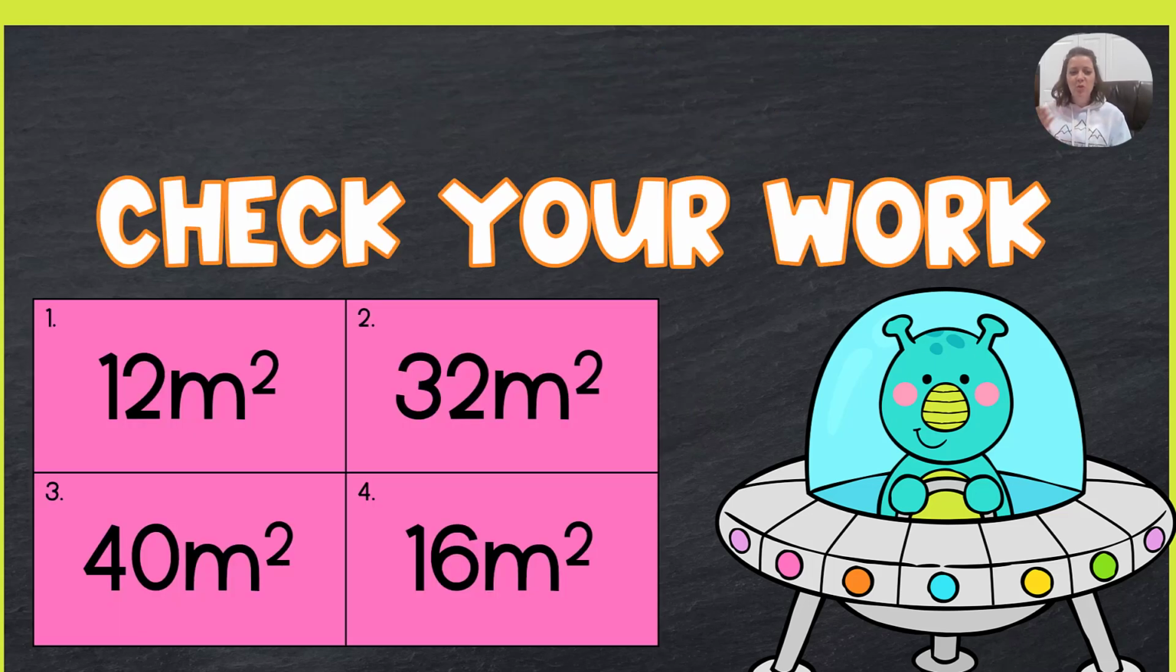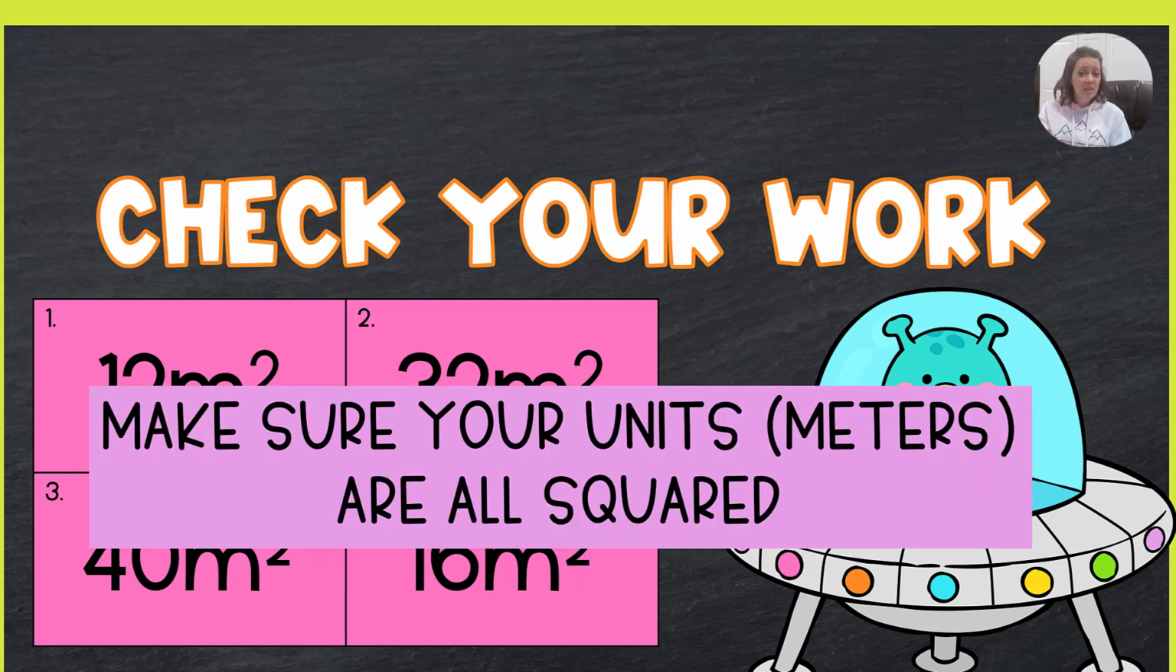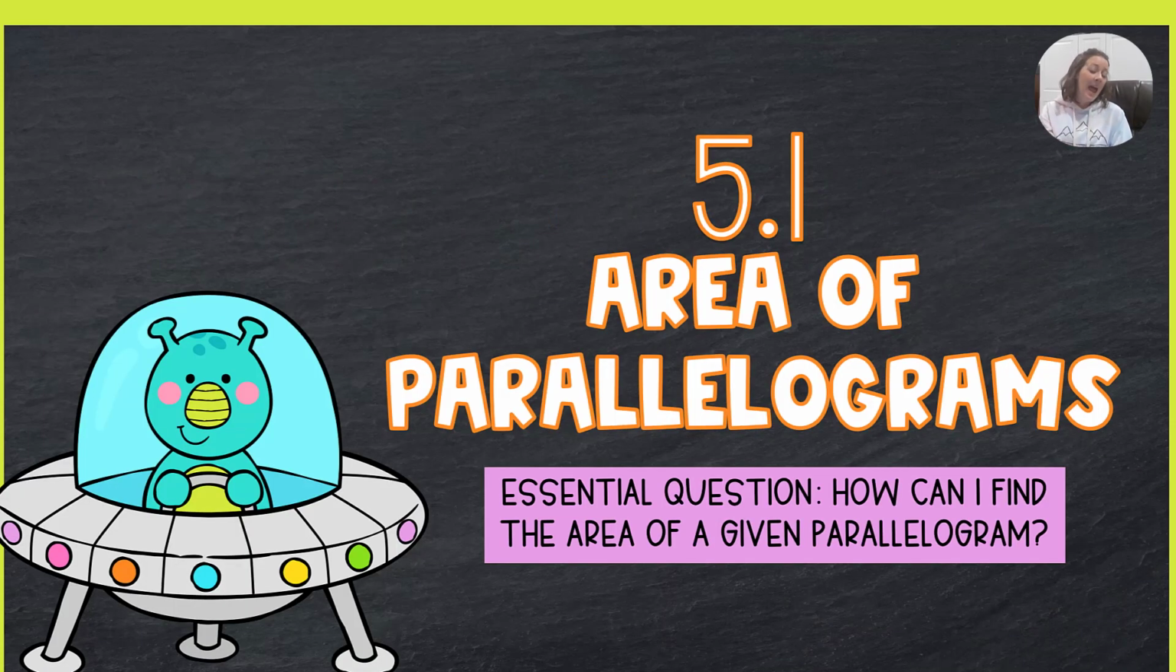All right, so hopefully after you worked those 4 practice problems, you came up with these 4 answers. If not, I want you to take a minute and pause the video, go back, figure out maybe where your mistake is and make those corrections that you need to make. And don't forget while you're checking your answers that your units on all of your answers, in this case they're all meters, make sure those are all squared. And now you should be able to tell and answer how to find the area of a given parallelogram because you have made it to the end of today's lesson.